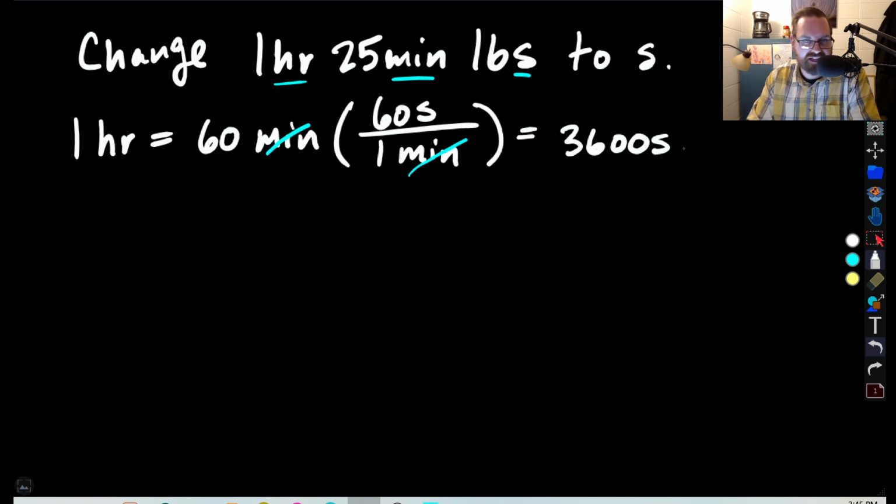And that makes sense, actually. If you think about it, 60 seconds every minute, there's 60 minutes in an hour. You take those two units together, you multiply them out, and you get 3,600. So that's how many seconds are in an hour.